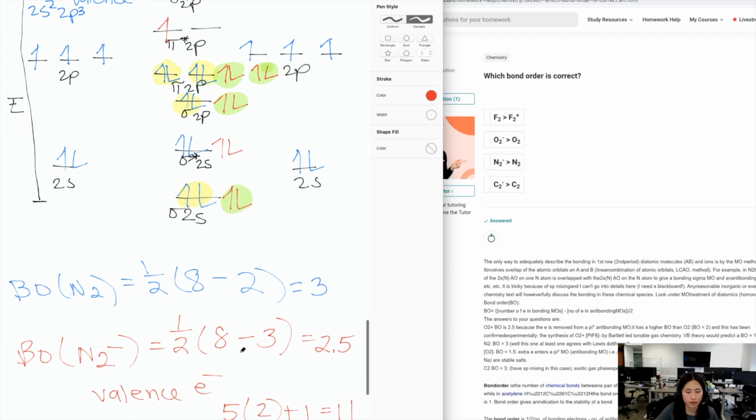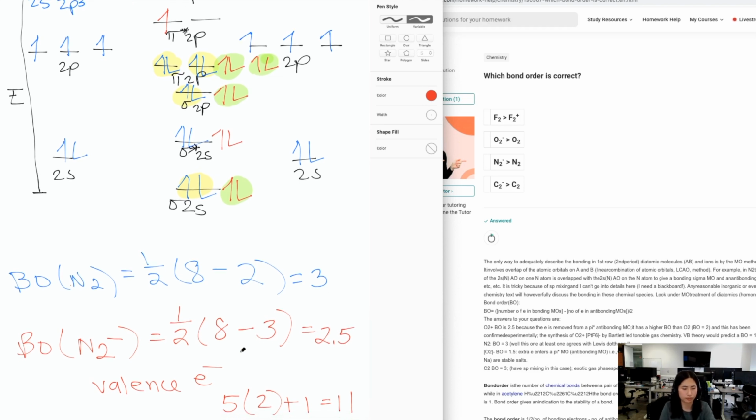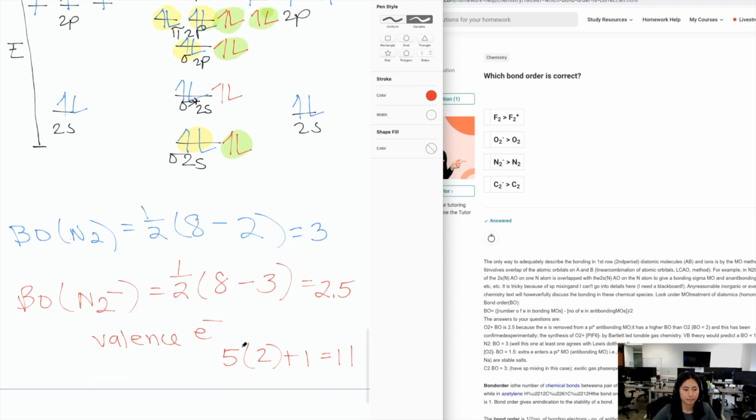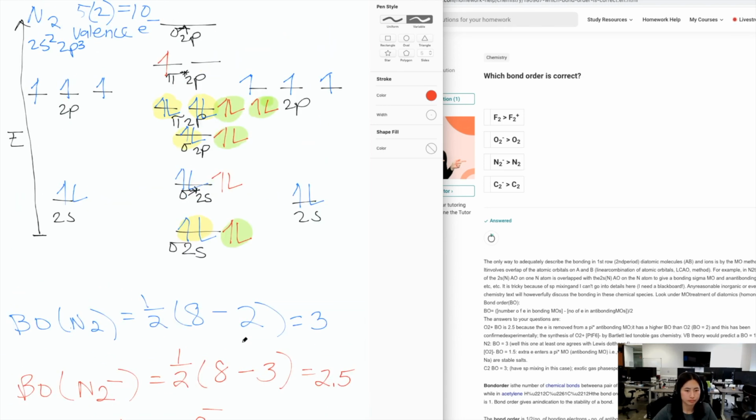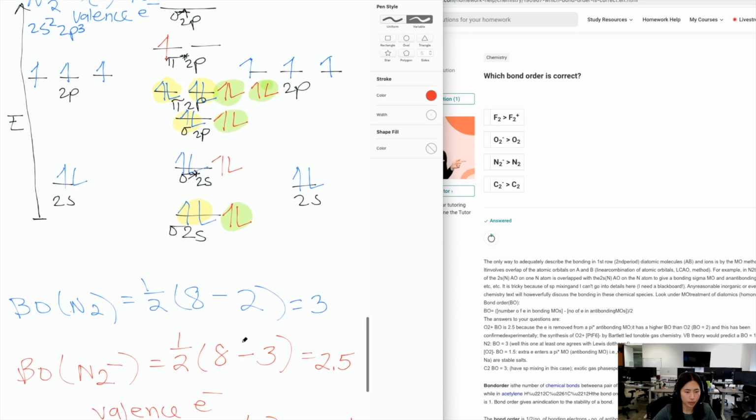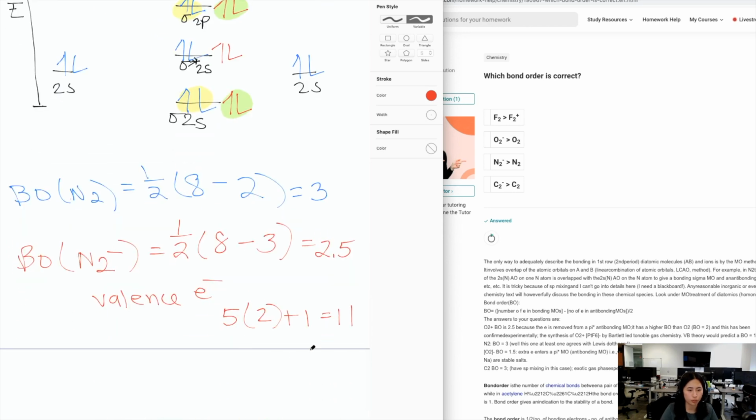Yeah, because it's 5 divided by 2, right? Which is 2.5. Let me just double check that. Okay, 2.5. Okay, that's it. And then we have N2 and N2 minus for your bond order.